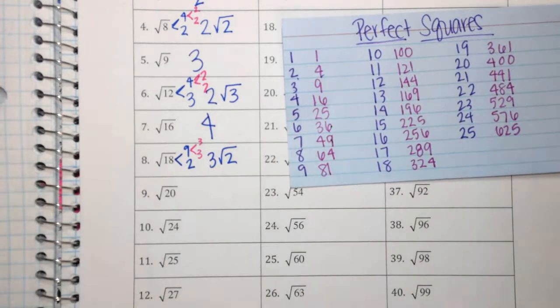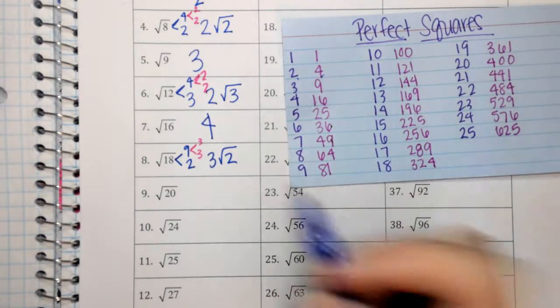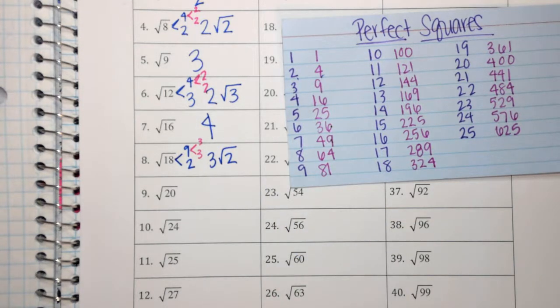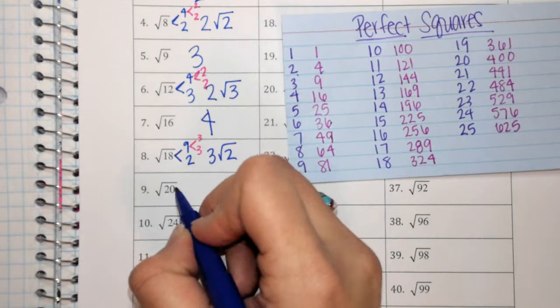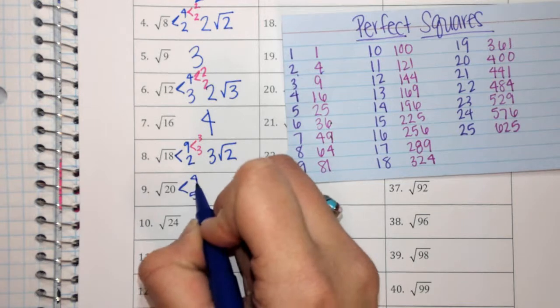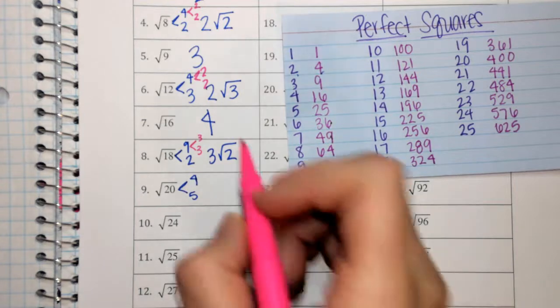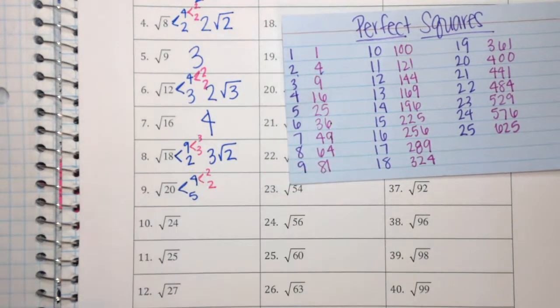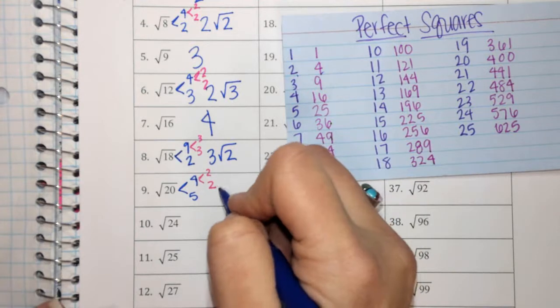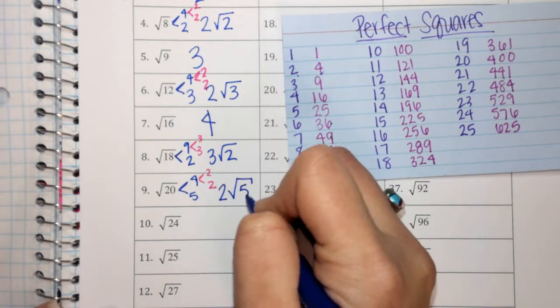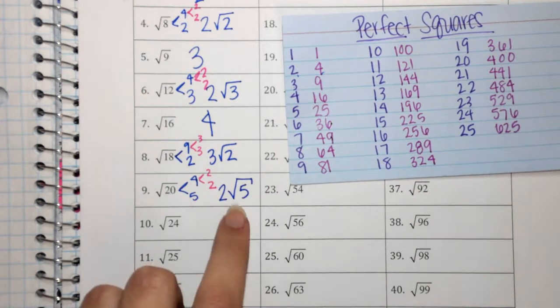All right, 20. Let's find the biggest perfect square that goes into 20. Did you just say 6? 16 does not divide into 20. 4 and 5. And then 4 is what, Connor? 2 times 2. So what goes outside to play? And what stays inside to read? And you read it as 2 root 5.